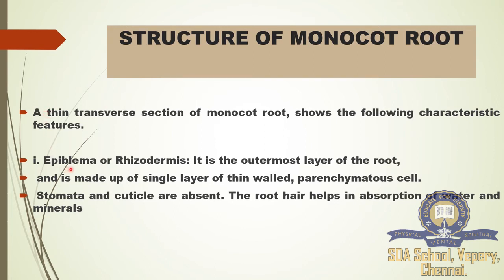Here also it has epiblema or rhizodermis. It is the outermost layer of the root, like a skin, and is made up of a single layer of thin walled parenchymatous cells. Stomata and cuticle are absent. In the dicot system also these two are absent. The root hair helps in the absorption of water and minerals. So the main function of root hair is the absorption of minerals and water only.